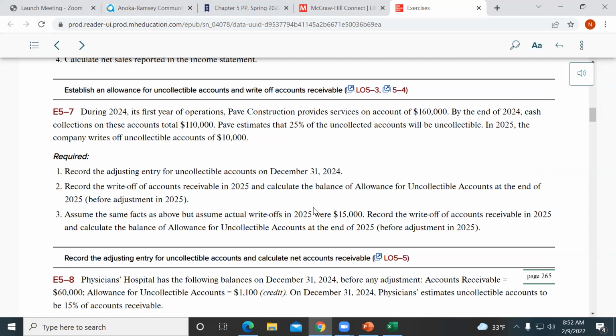So the very first step we're going to do is record the adjusting entry for uncollectible accounts on December 31st, 2024. So what are we going to do here, guys? What we're going to do is figure out how much we're going to show is not going to be collectible. They said they provided services on account of 160 and they collected 110, right? So how much is left to collect? 50,000. And they're saying 25% of that 50,000 is not going to be collectible.